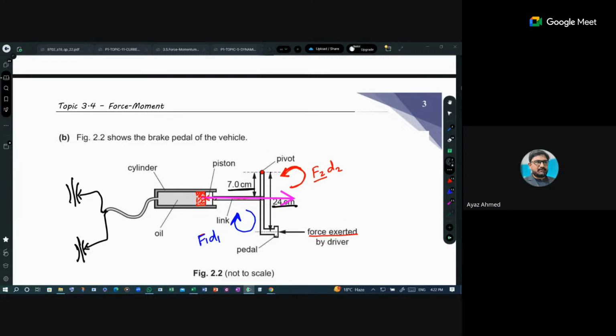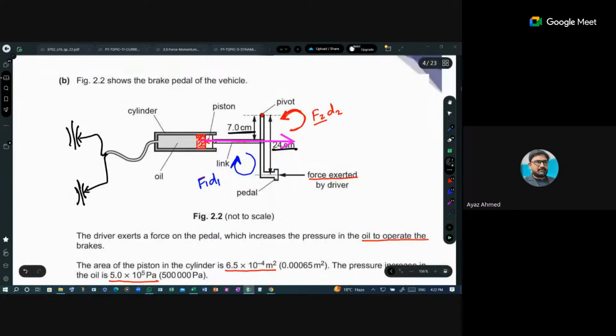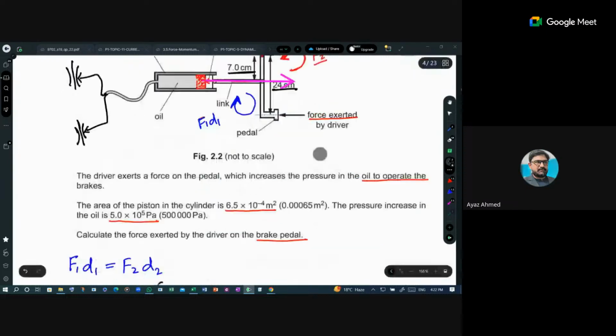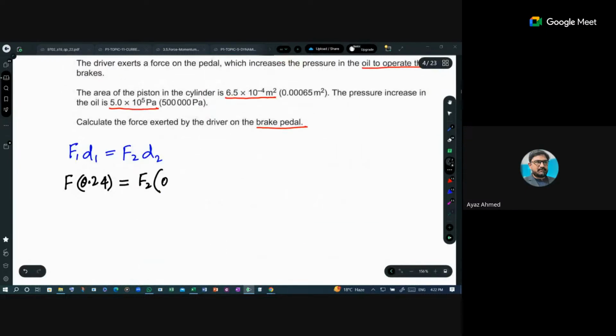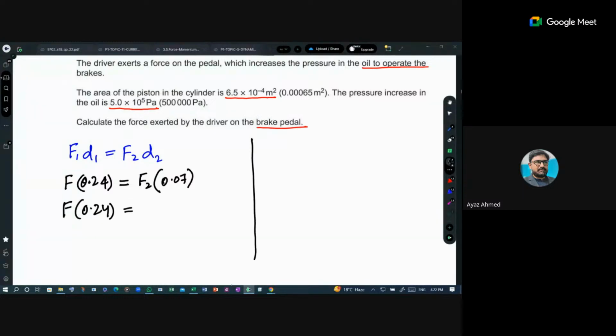Isn't it passing at a distance of 7 centimeter from the pivot? Yes, so here I will use 0.07. Now, F1 is that force what I want to calculate. So it is 0.24. And F2 is the force of basically pressure of the liquid. So I can say F2 is force due to pressure of the liquid. Force due to liquid pressure.